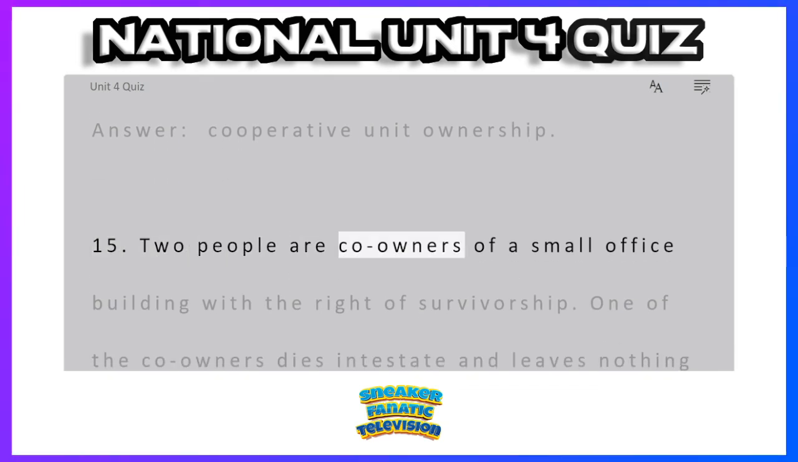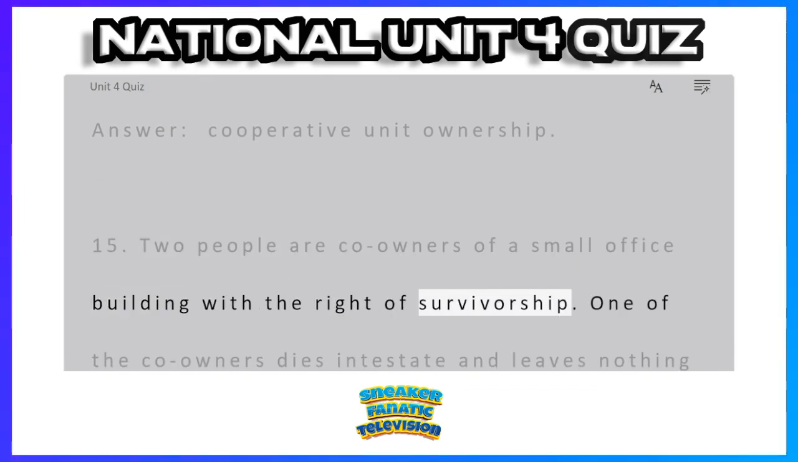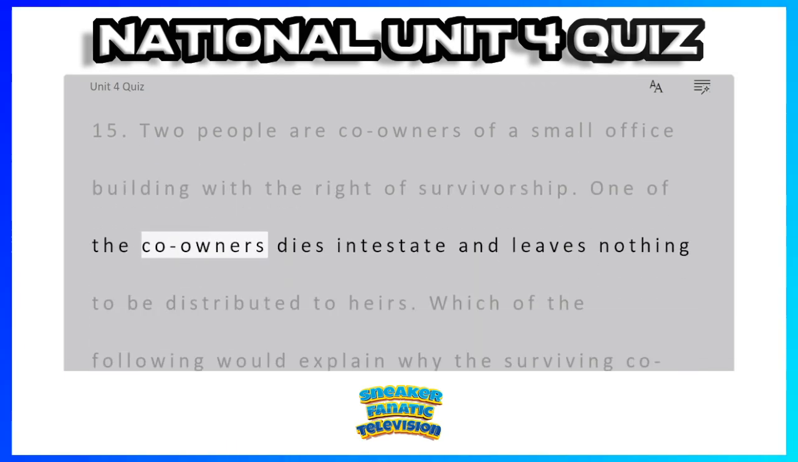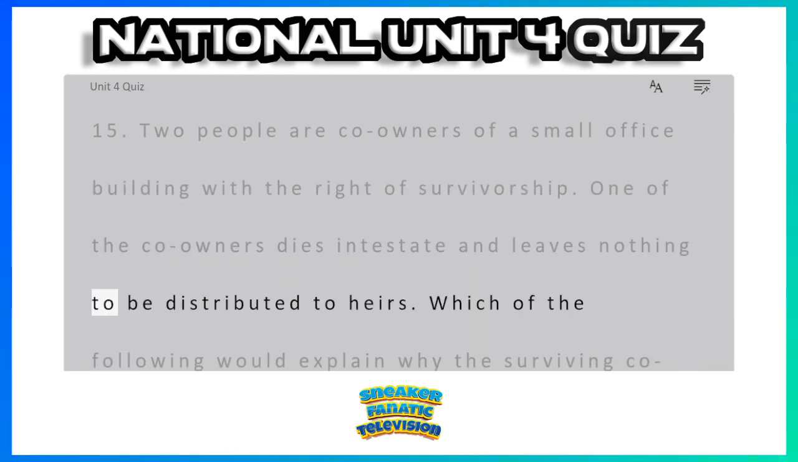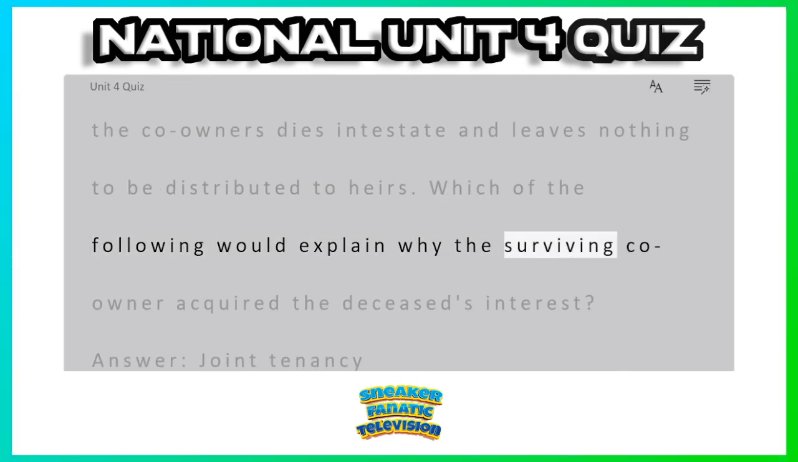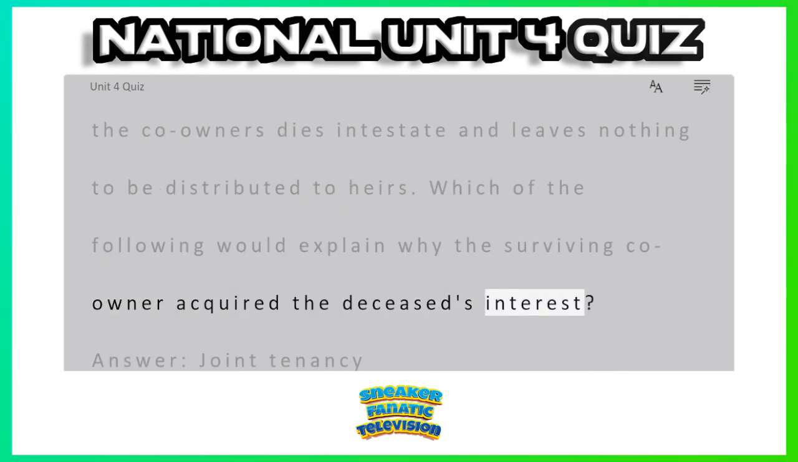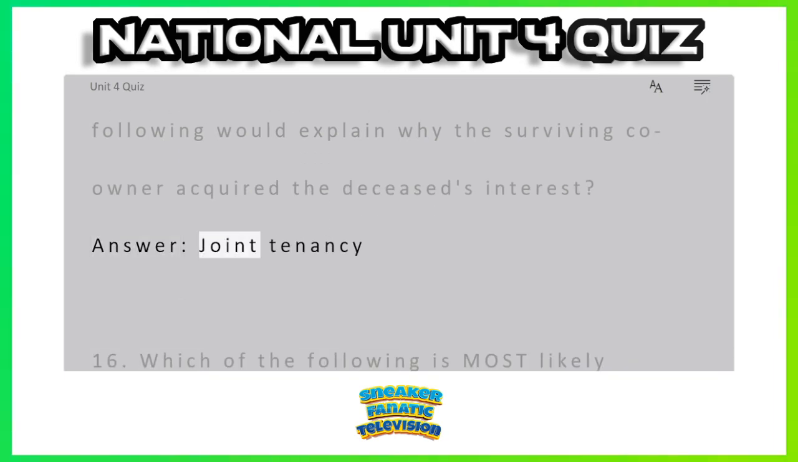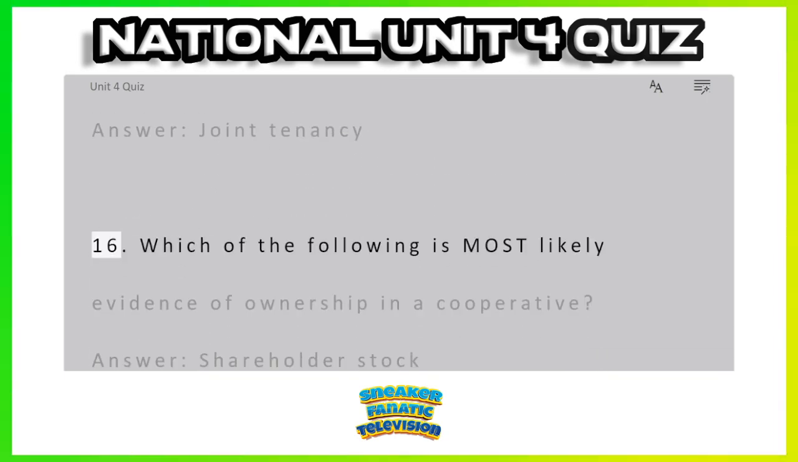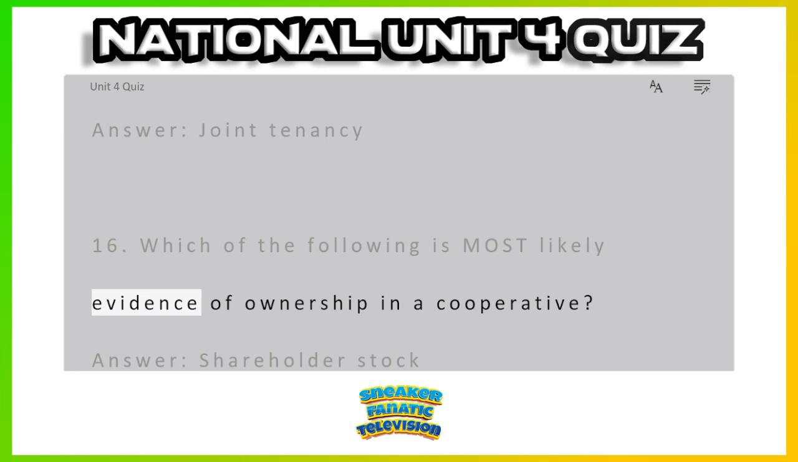Two people are co-owners of a small office building with the right of survivorship. One of the co-owners dies intestate and leaves nothing to be distributed to heirs. Which of the following would explain why the surviving co-owner acquired the deceased's interest? Answer: joint tenancy. 16. Which of the following is most likely evidence of ownership in a cooperative?